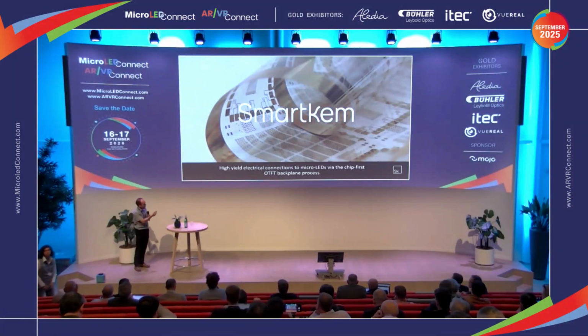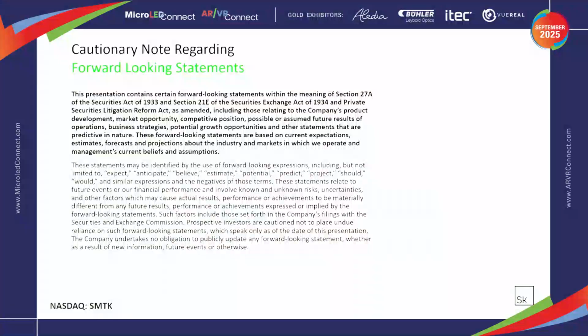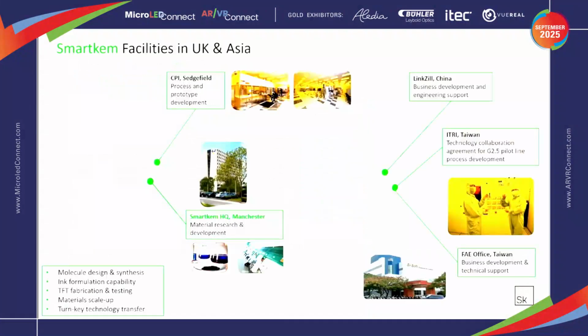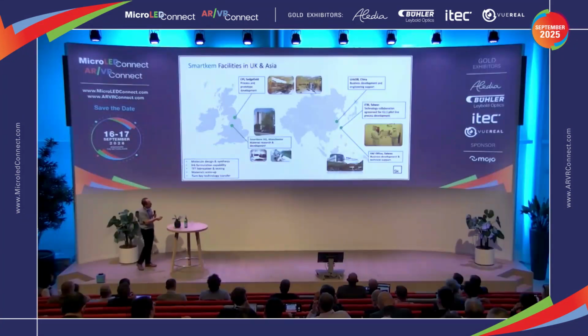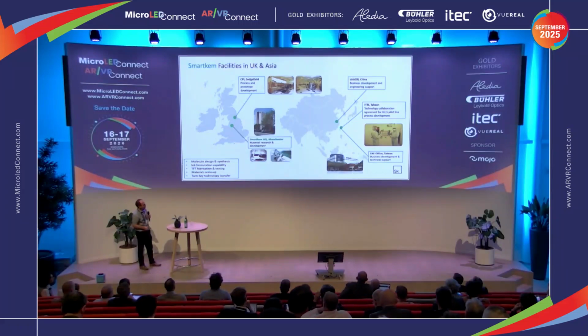I'm Simon Ogier, CTO of Smartkem. Smartkem is a US-based company listed on NASDAQ, but it's a 100% owner of Smartkem Limited, which is UK-based. We have our R&D in Manchester, in the north of England, and some device development in Sedgefield near Durham, which is home to a clean room facility for us to make prototypes. We also have a team of 4 engineers in Taiwan, in Hsinchu, working within the ITRI facility, taking our processes and scaling them up to Gen 2.5 size for making higher quality and larger area demonstrators.